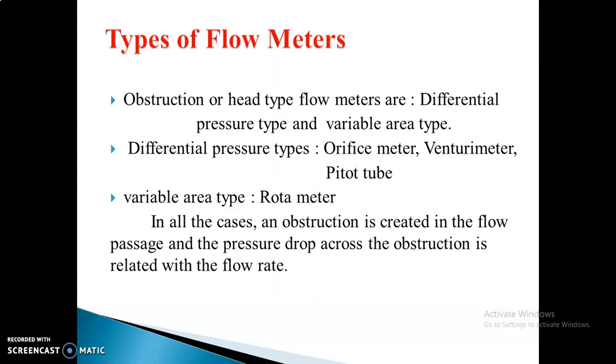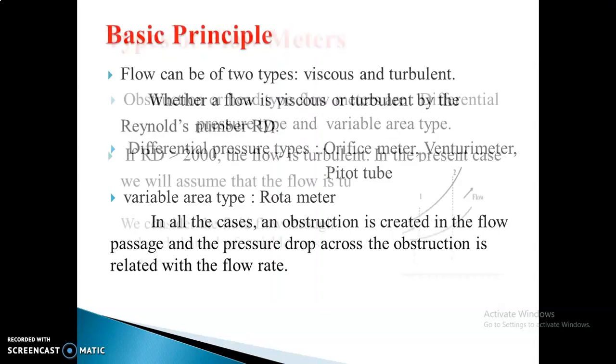In all the cases, an obstruction is created in the flow passage, where the pressure drop across the obstruction is related to the flow rate. So all the measurements are indirect measurement. Why? Because we are just going to calculate the flow rate in terms of pressure. We calculate only the pressure difference. That is the reason these flow meters are called indirect measurement.